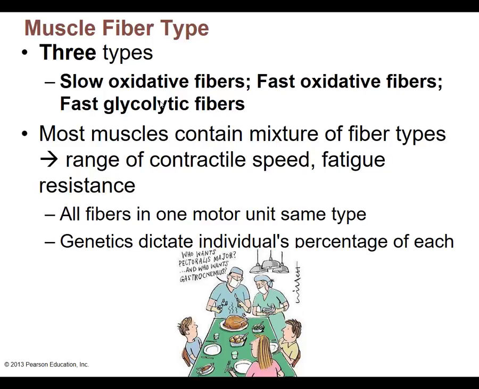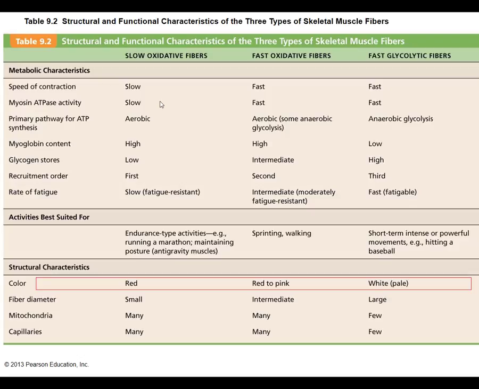Now, this again is kind of just comparing your slow oxidative, fast oxidative, and fast glycolytic. This was just showing those colors. Your slow oxidative are more red in color, your fast glycolytics are pale or white in color, and your fast oxidative is kind of in the middle.